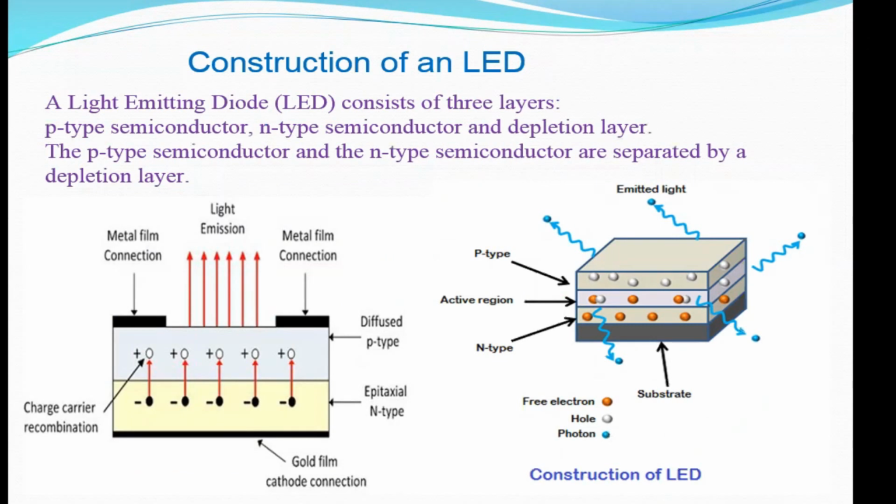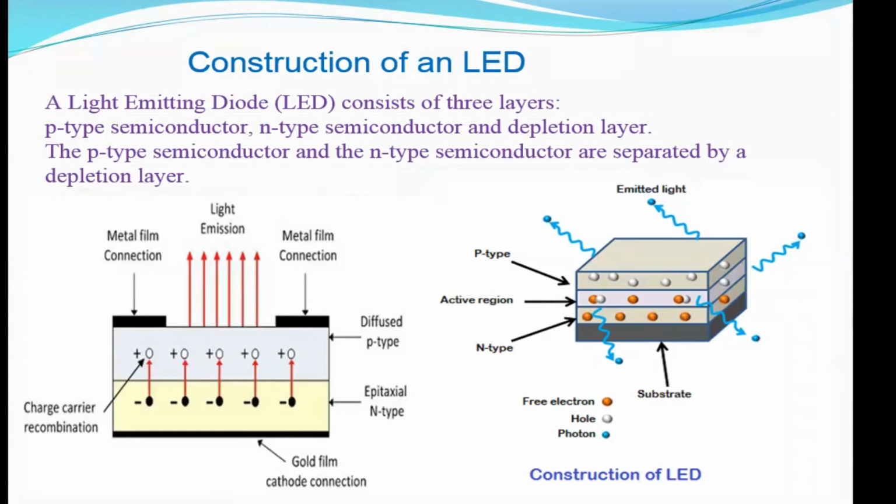Construction of an LED. LED basically consists of a p-type layer, n-type layer, and in between we are going to have the depletion region, which is also called as the active region, and the emission of light will be taking place from this depletion region. In this diagram we can see light is being emitted from all the directions. In all the directions from the depletion region, light will be emitted.